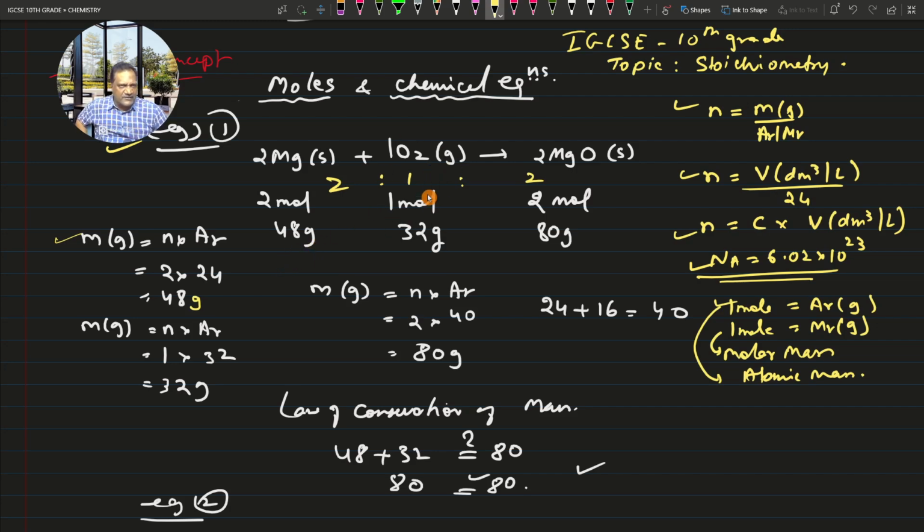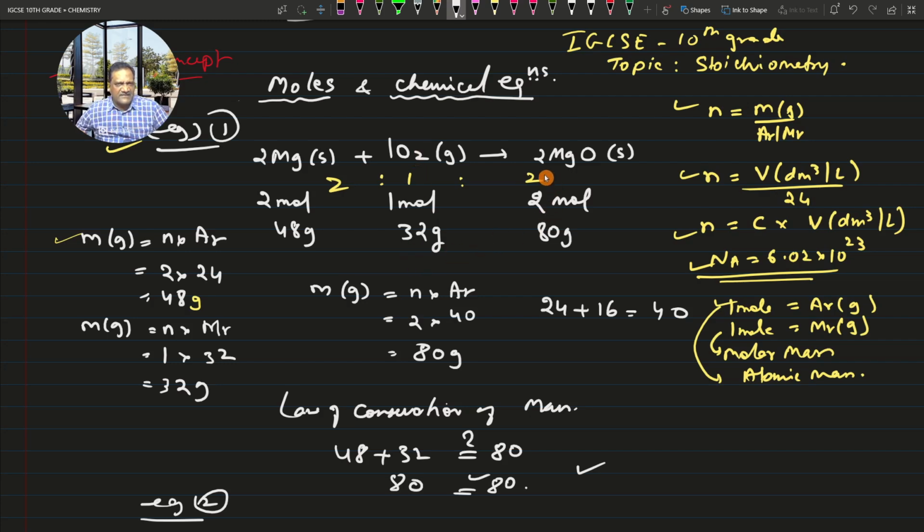Now, same way you can do for this oxygen. Now, 1 mole of oxygen is equal to 32 grams. Now, mass in grams is equal to N into AR. Now, oxygen being a molecule, you are going to write not AR, but you will write MR. So N into MR. So N is 1 mole into MR of oxygen will be 32. Okay, so that will be 32 into 1, 32 grams.